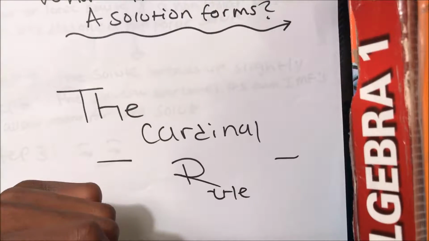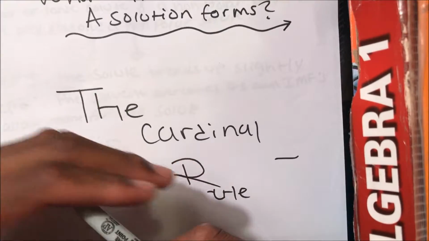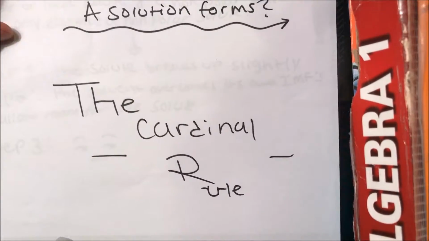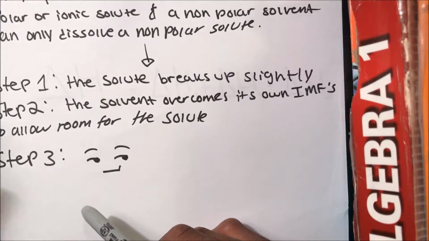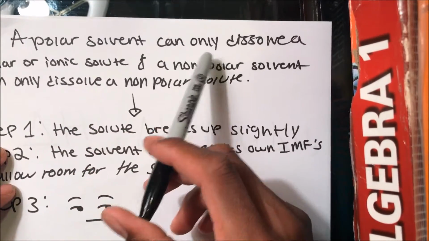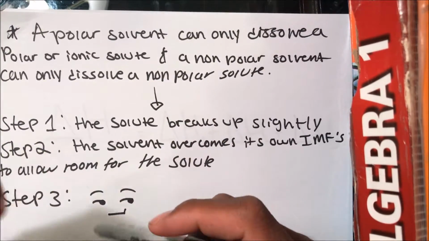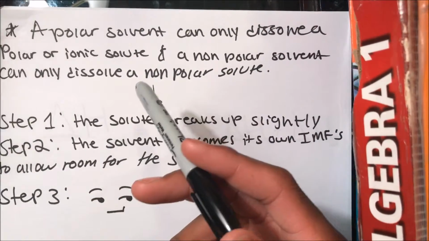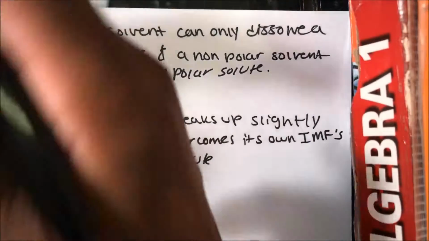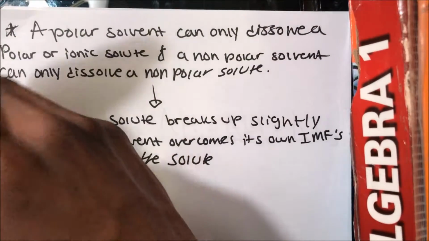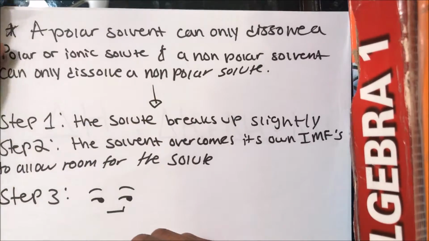So I want to touch on the Cardinal Rule. And essentially this rule is pretty simple. It states that the same thing is supposed to be grouped together. And by that, I mean a polar solvent can only dissolve a polar or ionic solute, and a nonpolar solvent can only dissolve a nonpolar solute. It's very simple to understand. You have to have two of the same things to make a reaction happen, essentially.